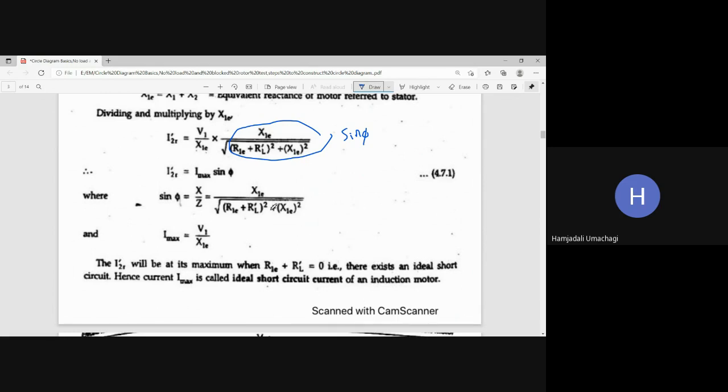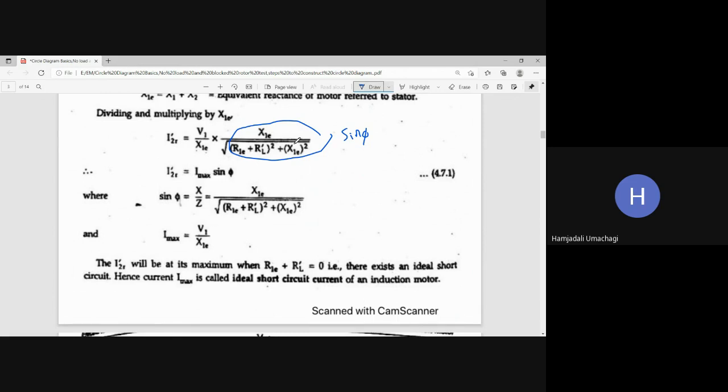That maximum current condition we call the short circuit condition, because during short circuit we get maximum current. There exists an ideal short circuit, hence current Imax is called the ideal short circuit current of an induction motor. If R1E plus RL dash is 0, that is, the mechanical load is 0 and the equivalent resistance referred to the stator side is 0, then the current will be maximum. I dash 2R now becomes Imax, where Imax is equal to V1 by X1E, and sine phi will be 1, meaning phi equals 90 degrees.